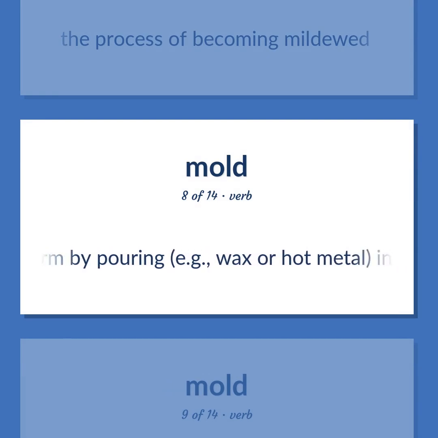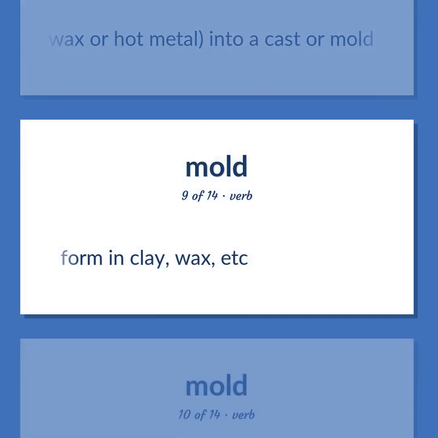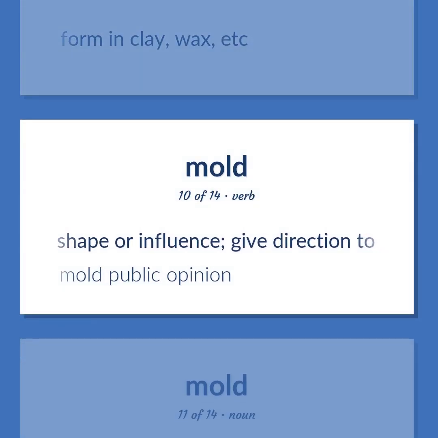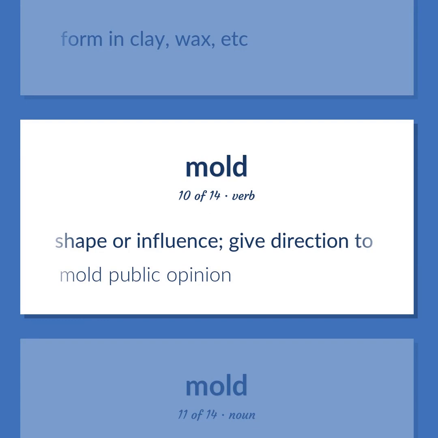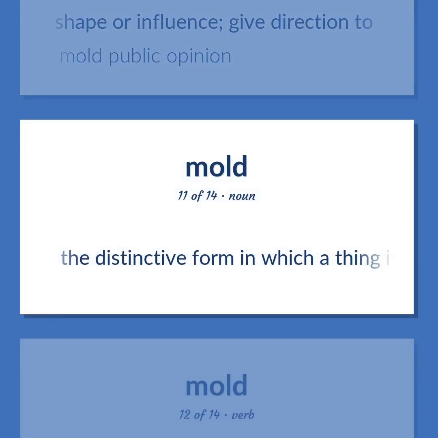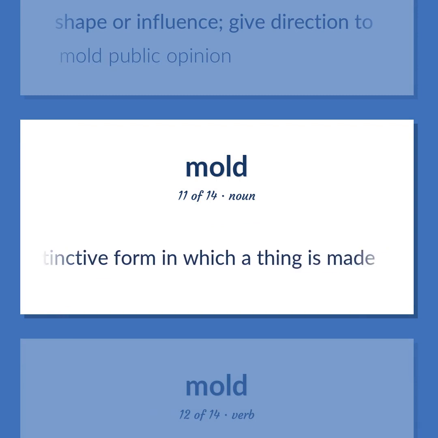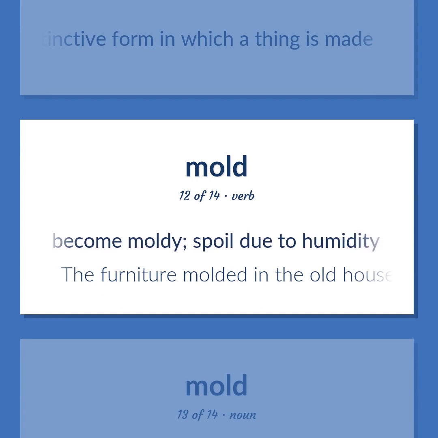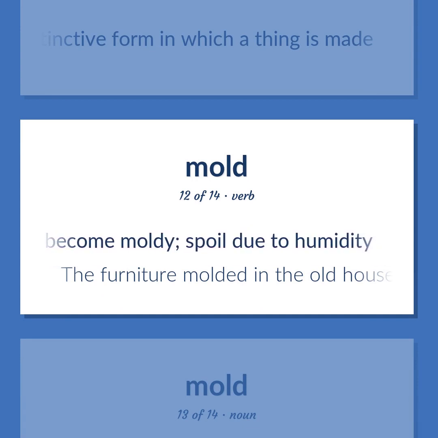Form by pouring, for example wax or hot metal, into a cast or mold. Form in clay, wax, etc. Shape or influence. Give direction to. Mold public opinion. The distinctive form in which a thing is made. Become moldy. Spoil due to humidity. The furniture molded in the old house.